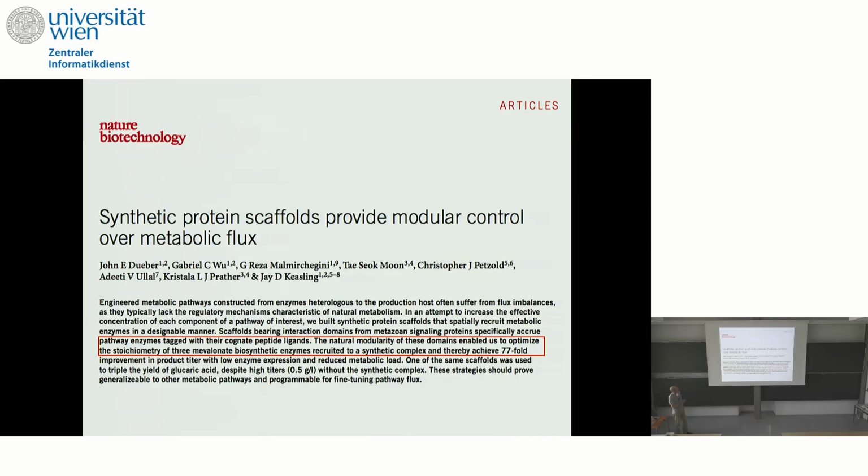And this has even an impact. Yeah? So Jay Keasling's group, for example, they use protein scaffolds to optimize metabolism within cells to produce things that cells normally don't produce. And that has a big effect. So in this case, for example, they get a 77-fold enhancement of the production.